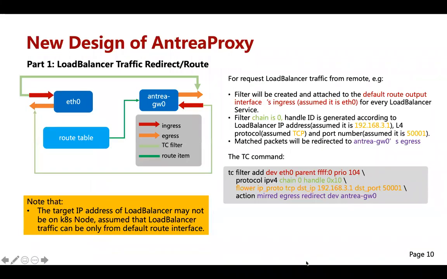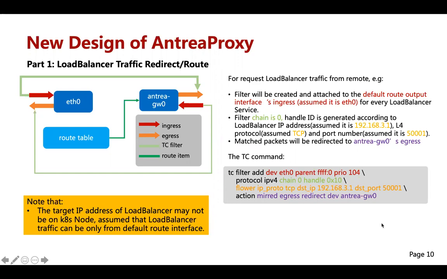Okay, next one for load balancer. Here, we assume that the load balancer traffic can only be from remote and can only pass through the default route. That's ETH0. If there are multiple default routes, select the entry with the lowest metric, and that means the highest priority. And we don't consider the complicated routing configs.